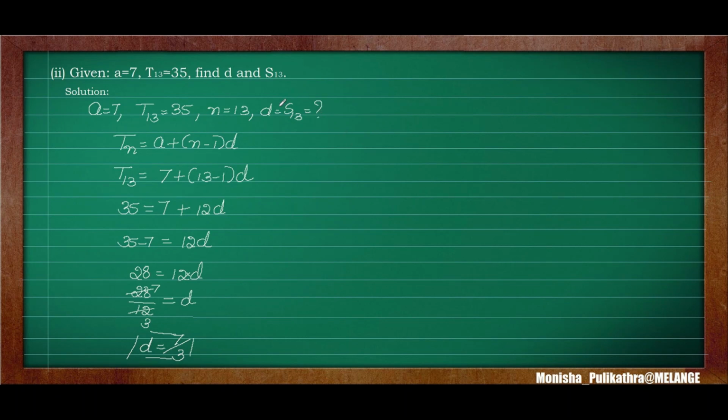So next we need to find out S13. So we will apply the Sn formula. Sn is equal to n by 2, 2a plus n minus 1 into D. So here we need to find out S13. So substitute 13 in the place of n. So 2 into a is 7 plus n is 13 minus 1 and D is 7 by 3.